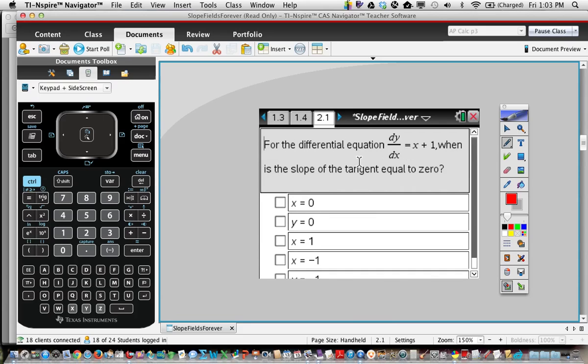The next question says, for this differential equation, when is the slope of the tangent 0? On your paper, it doesn't give you options, but on here, it gives you options where you could select. So put it on your paper for sure. If you want to answer it on the calculator document as well, you can.